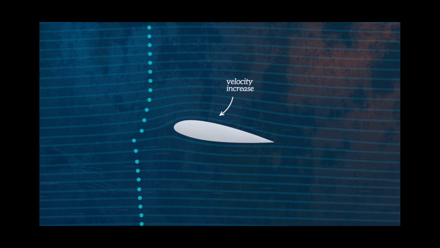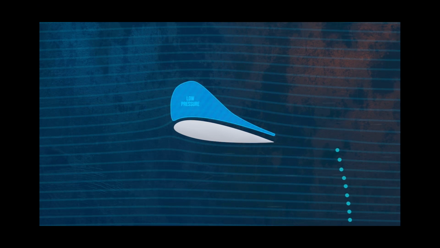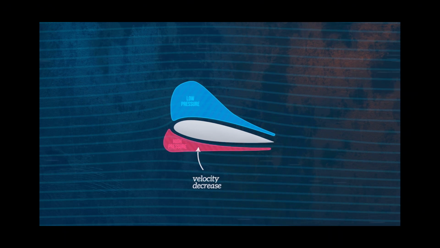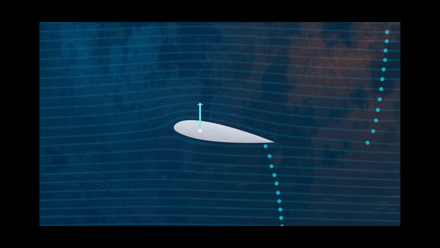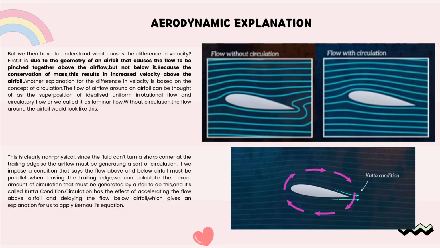This means that the increase in velocity above the airfoil creates an area of lower pressure, and the reduction in velocity below it creates an area of higher pressure, and this pressure difference creates the lift force. First, it is due to the geometry of an airfoil that causes the flow to be pinched together above the airfoil, but not below it. Because of the conservation of mass, this results in increased velocity above the airfoil.